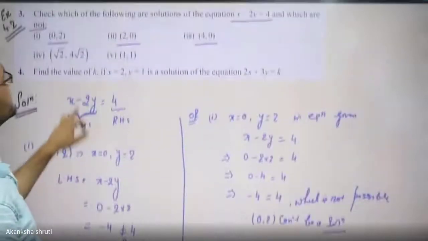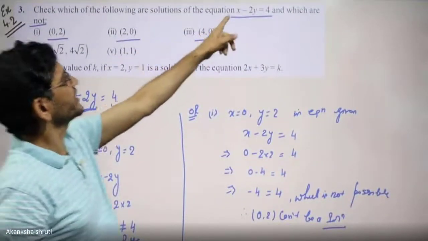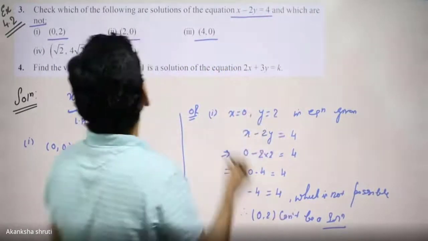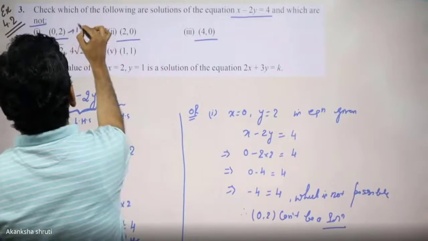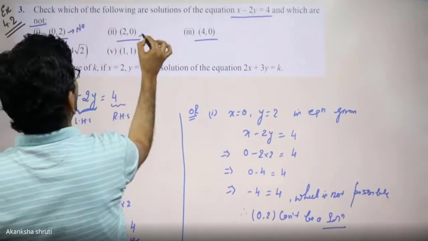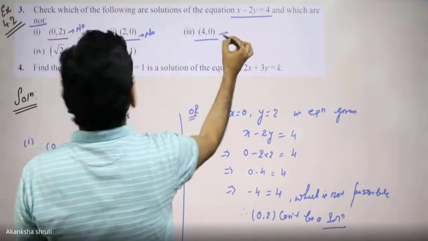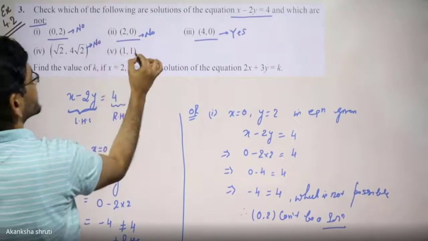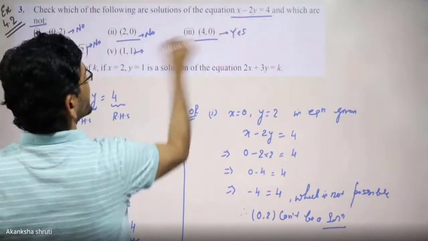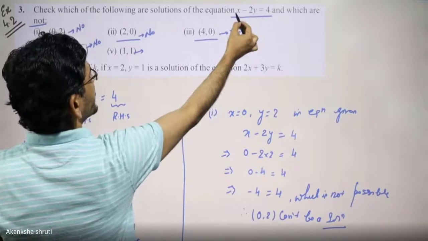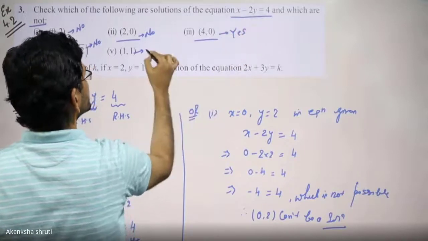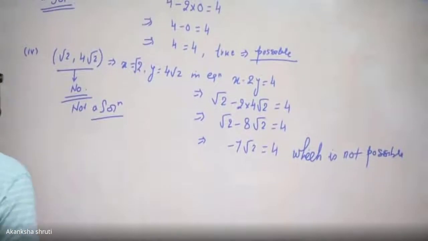Similarly, we can check for this (1, 1). Substituting x as 1 and y as 1, it is like 1 minus 2, which becomes -1. Right hand side is 4. Also no. So all of these are no. So the answer will be no. It is this kind of question. So this is the first kind of question.